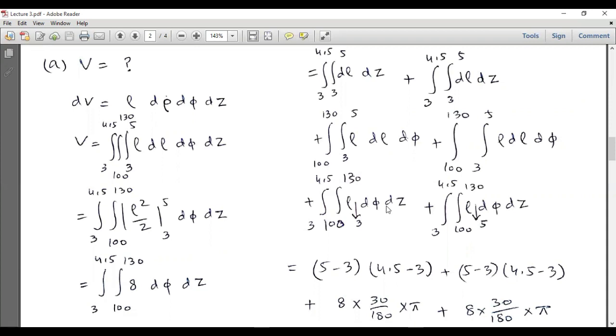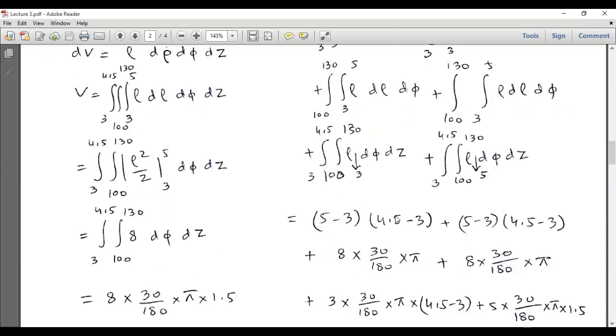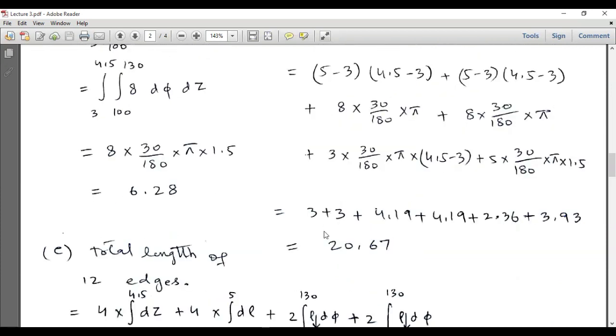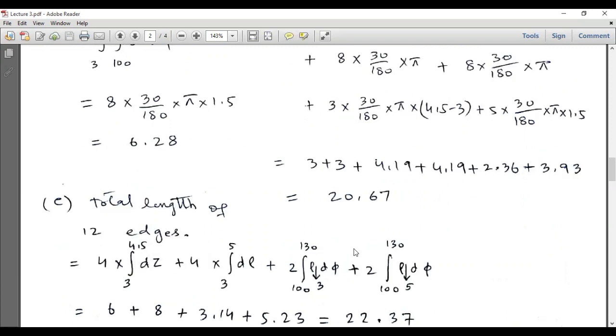So these are all simple integrations. We can perform these integrations, and then we can substitute all the required limits, and at the end we will get the answer of 20.67, and this is the total surface area of all the six surfaces.